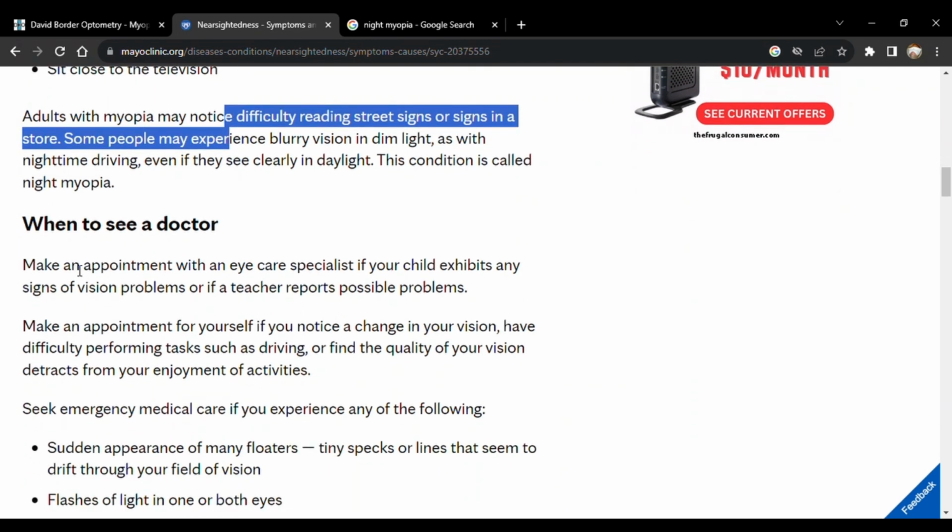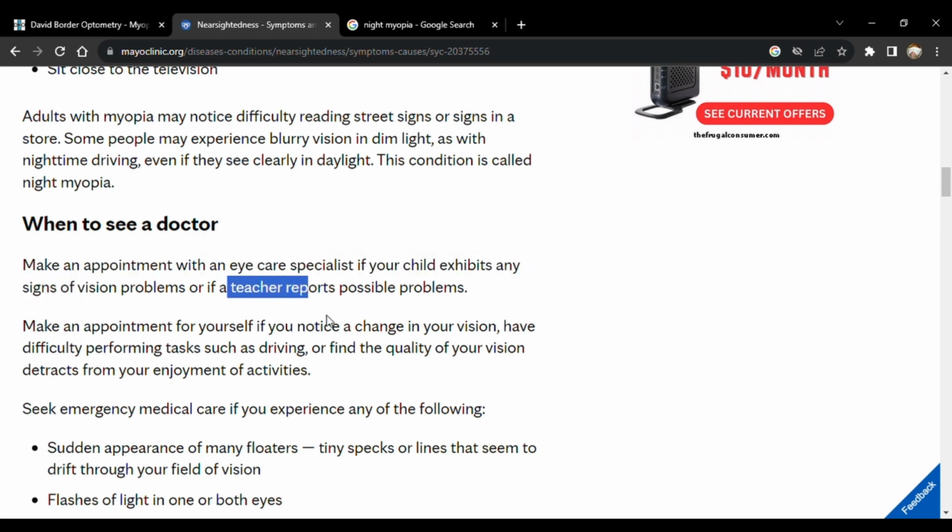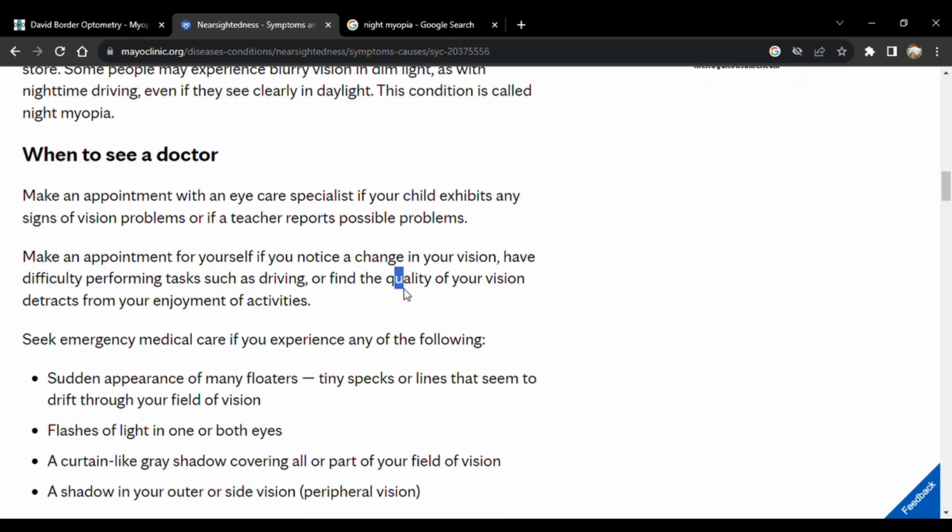When to see a doctor. If you have any signs of vision problems, or if a teacher reports possible problems, teachers are great at screening and noticing when children are squinting to see the board. Make an appointment for yourself if you notice a change in your vision, have difficulty driving, or you have a reduced quality of life because of your vision.